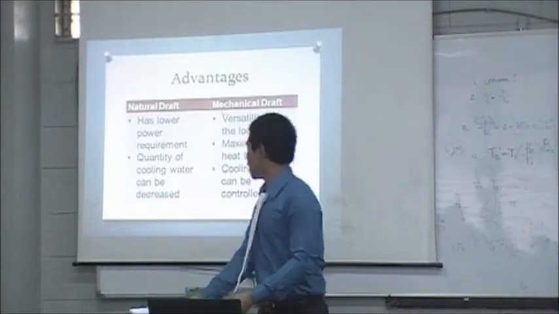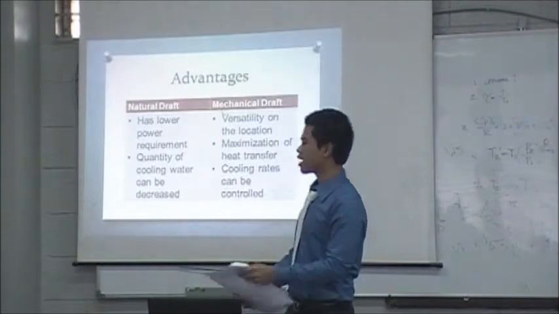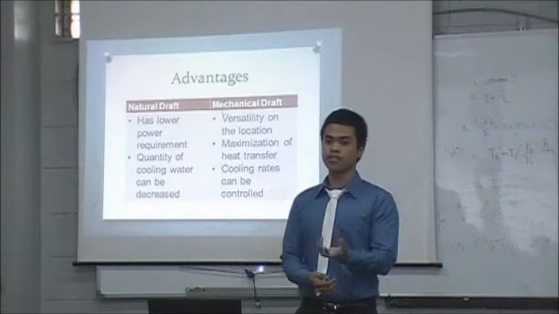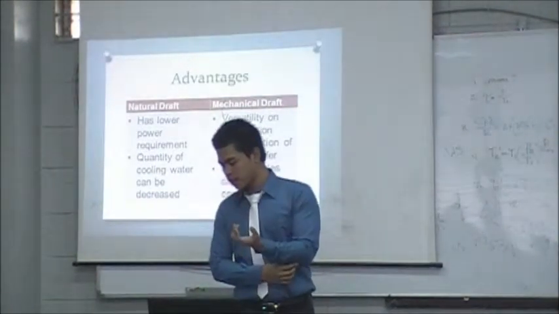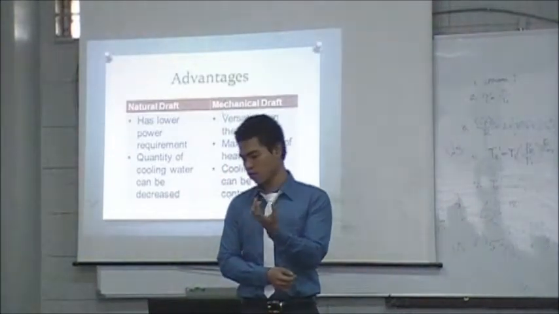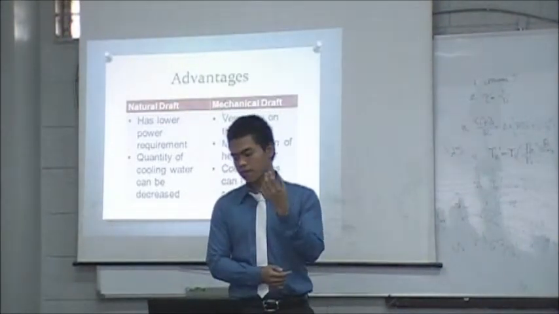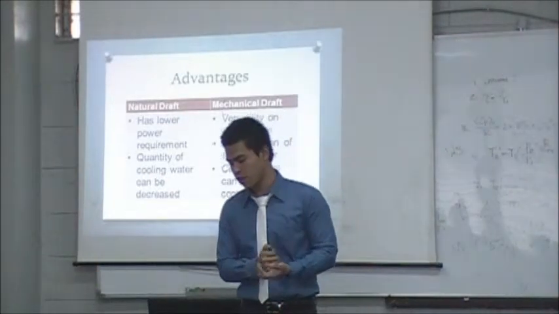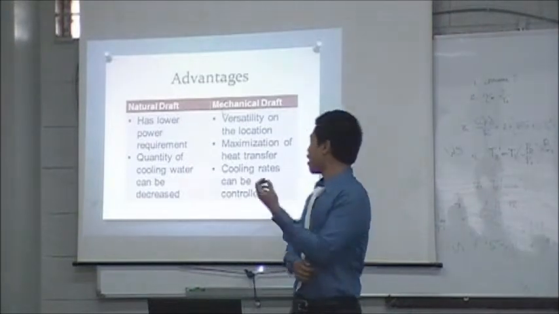So here is the comparison of the advantages between natural draft and mechanical draft. Natural draft has a lower power requirement because there is no fan that is needed to operate. And the quantity of cooling water that needs to be brought back into the cooling tower can be decreased if the wet bulb temperature of the air is lower than the required cold water.